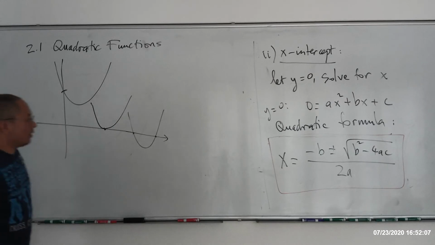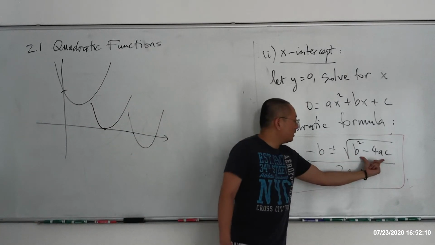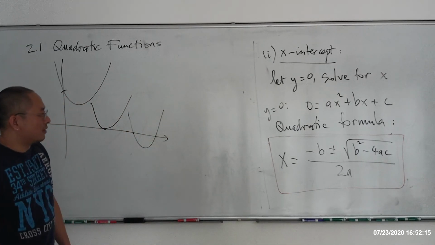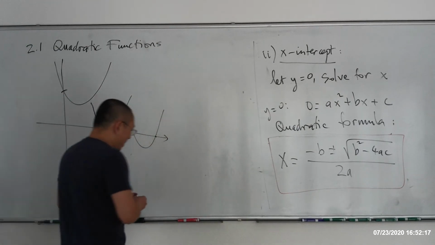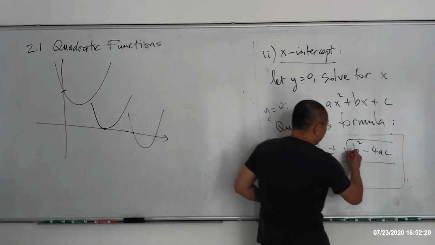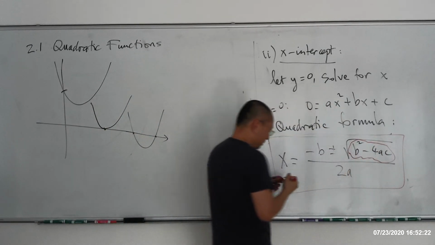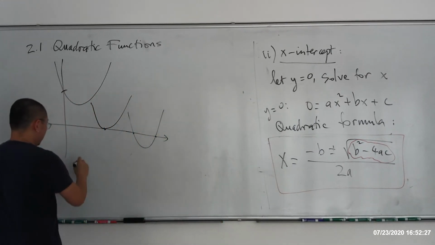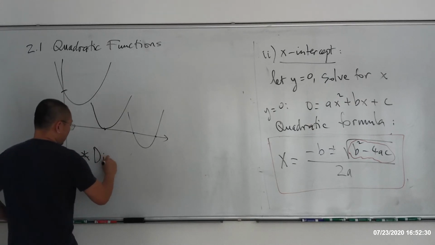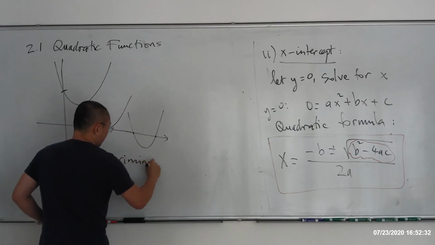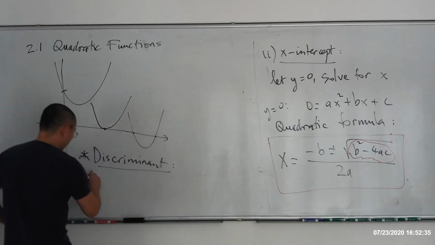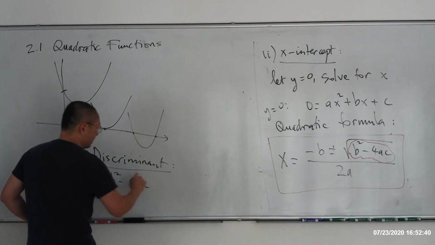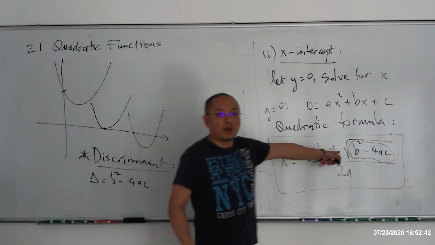Okay. So how do you know? It depends on the square root, the radical right there. And by the way, we actually have a name for it. The quantity right here is called the discriminant. Make an asterisk. The discriminant, denoted by delta, is equal to b squared minus 4ac. Okay? You see that that quantity is under the radical square root.